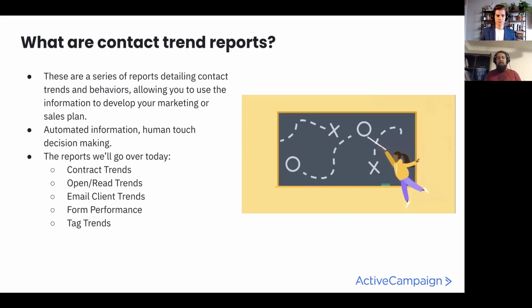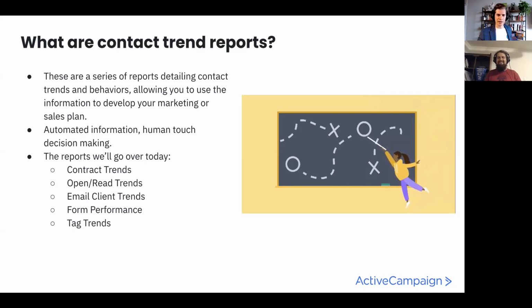Today, we're going to look over 5 of the reports: contact trends, open read trends, email client trends, form performance, and tag trends. While this definitely isn't an automation recipe that you need to import into your account, it is already in your account and it is already automated and updated for you. So you 100% don't have to automate that. We'll automate that. You just have to look at it.